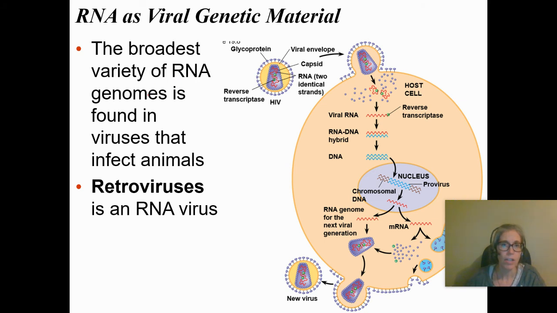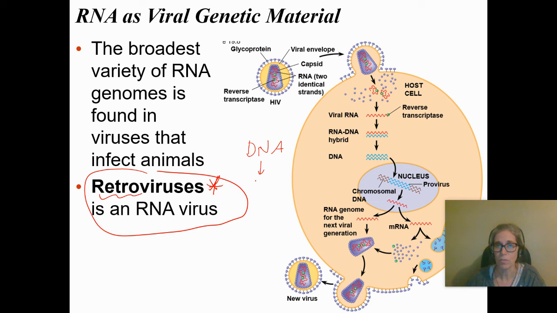The broadest variety of RNA genomes is found in viruses that infect animals. Retrovirus is a type of RNA virus. It's not the only one. So you need to know that some viral genetic material is DNA, other viruses have RNA, and AP does ask questions on retroviruses frequently enough. So a retrovirus, think like retro, backwards sort of. So the normal way that genetic information flows is that you have DNA, and that DNA codes for RNA, and if it's messenger RNA, then that codes for proteins. So retroviruses aren't like that. You start out with RNA, and then you have an enzyme called reverse transcriptase.